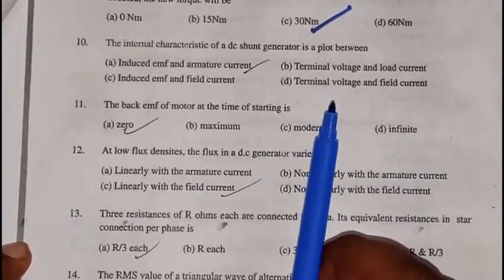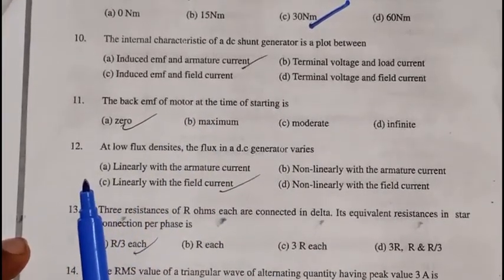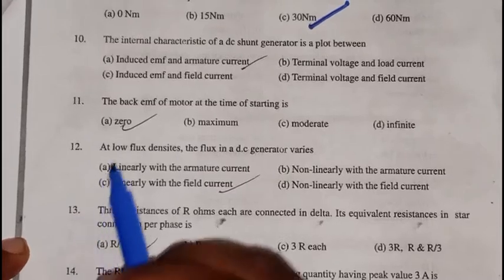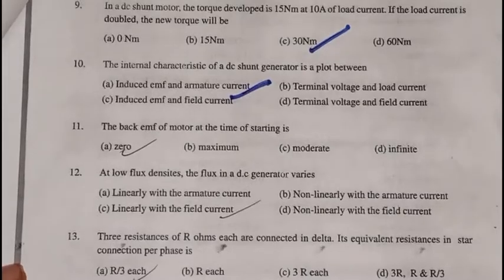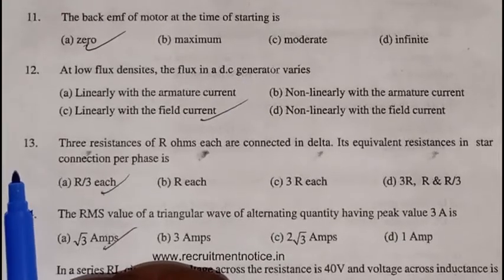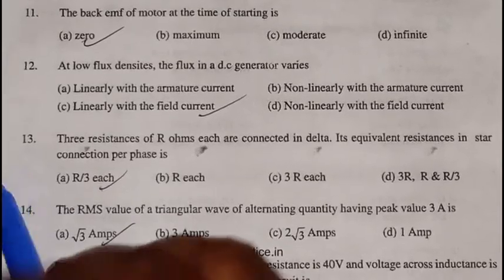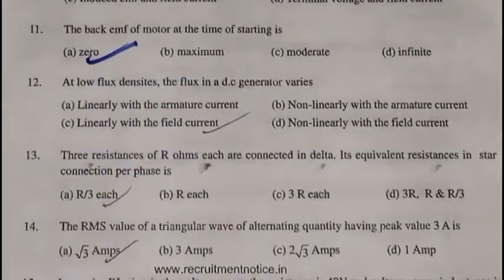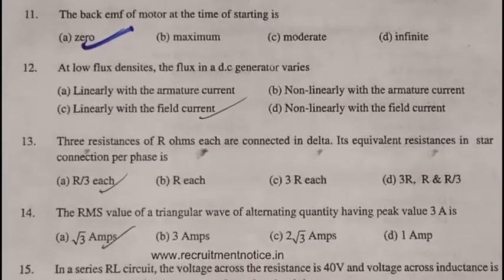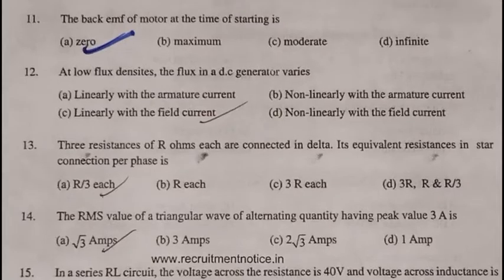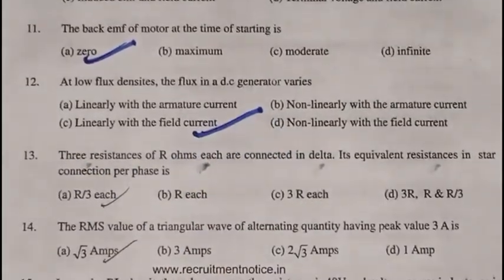Question number 10. The internal characteristics of a DC shunt generator is a plot between answer induced EMF and armature current. Question number 11. The back EMF of motor at the time of starting is answer 0. Question number 12. At low flux densities, the flux in a DC generator varies linearly with the field current. Question number 13.